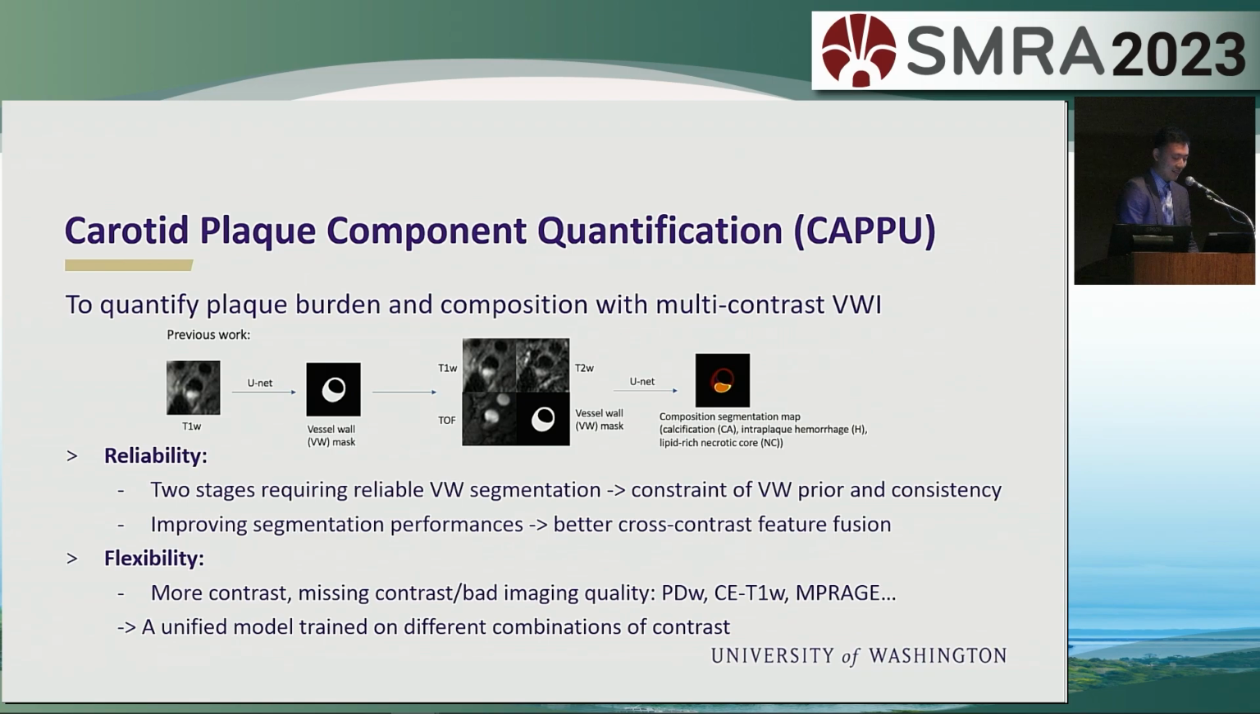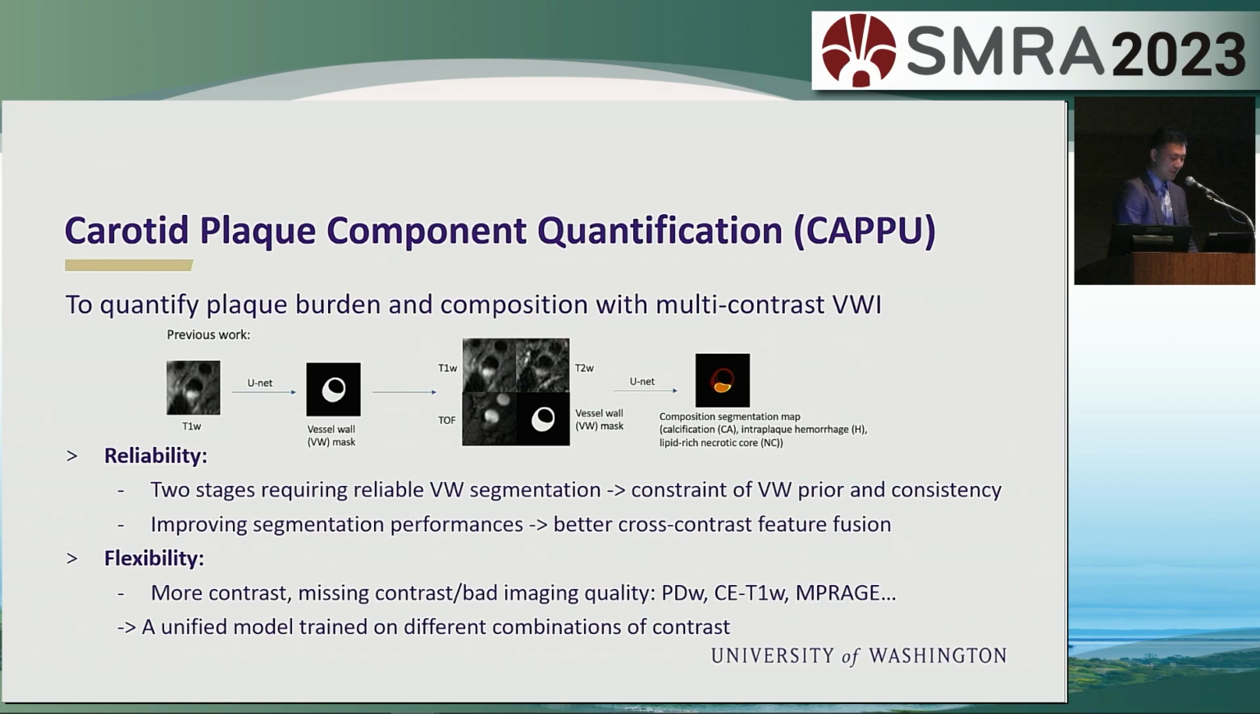And then in this generic model, we simply concatenate the multi-contrast image information at the input stage of the network. But I think we can more efficiently utilize the information from multi-contrast images. So I would design a network that can do this cross-contrast feature fusion better.